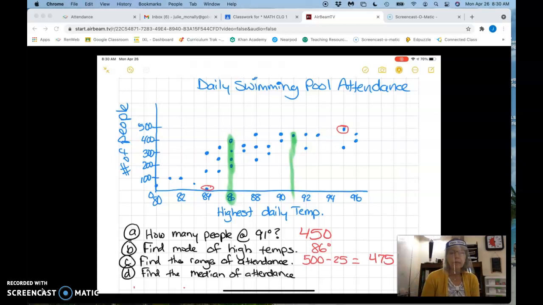And then the last thing, find the median. That means find the very middle value. So of people. So it's in between 85. So you're close. Okay, so the median attendance is 350 people.